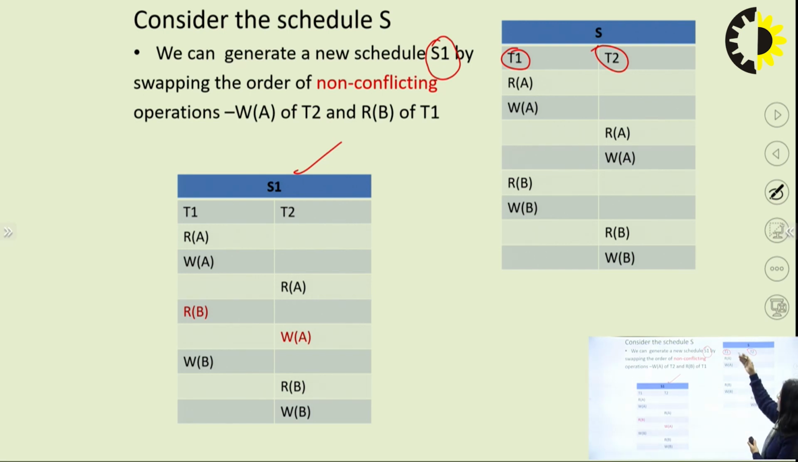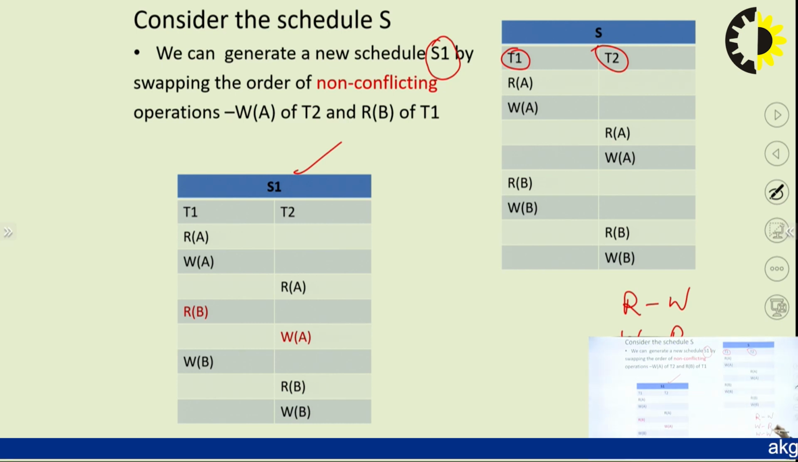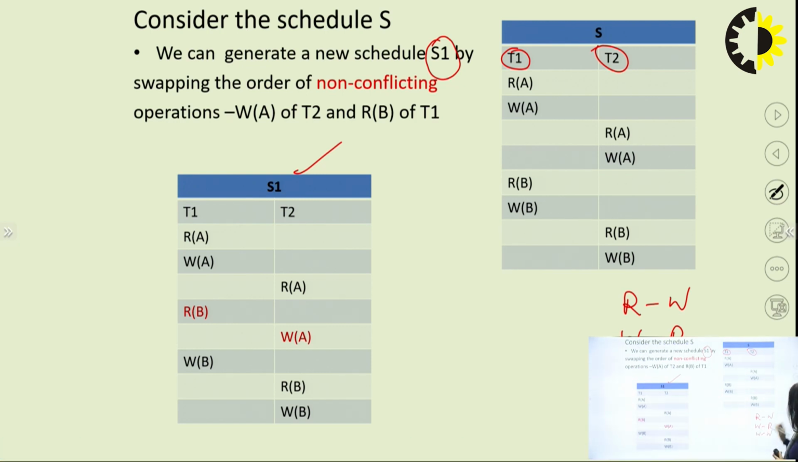First of all, we need to understand which operations in this schedule can be considered non-conflicting. Conflicting operations are: read and write, write and read, and write and write on the same data item. These three are considered conflicting operations. If there is a read and read on the same data item, this is known as non-conflicting. So conflicting operations are these.